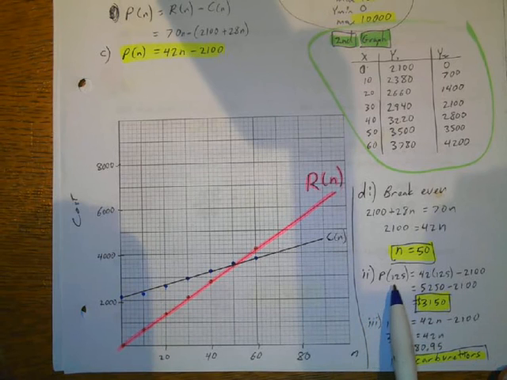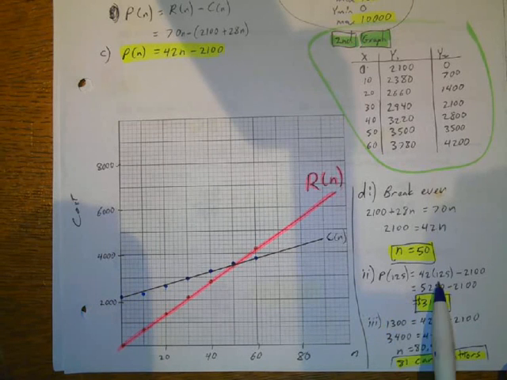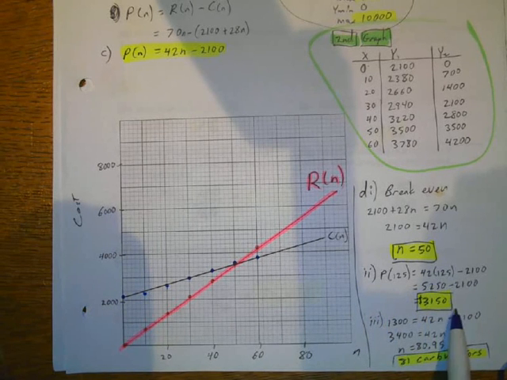Question II says find the profit when n is equal to 125. And question III, find the number of carburetors required to make a profit of 1,300. Okay, you might want to hit pause if you need more time to look at this.